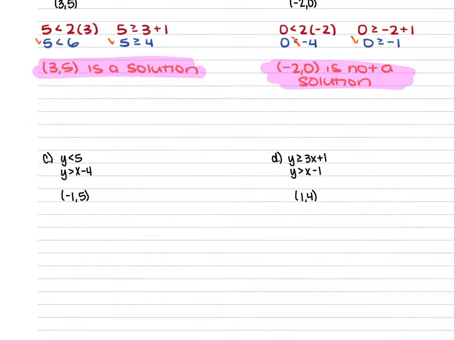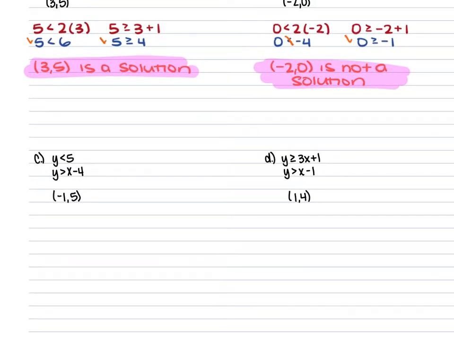For example C, we have y is less than 5 as well as y is greater than x minus 4. We're given the ordered pair -1, 5. So if we plug in the -1 for x and the 5 for y, we're just going to have 5 is less than 5 as well as 5 is greater than -1 minus 4. That -1 minus 4 simplifies so that 5 is greater than -5.